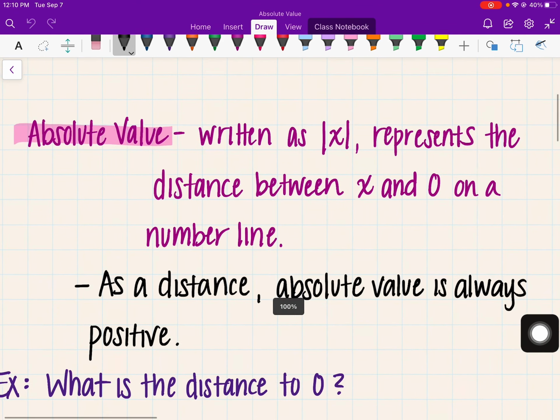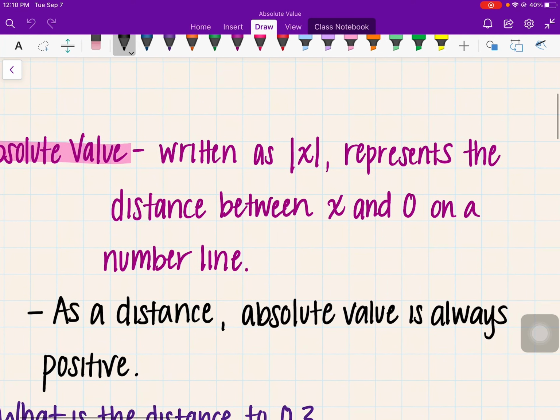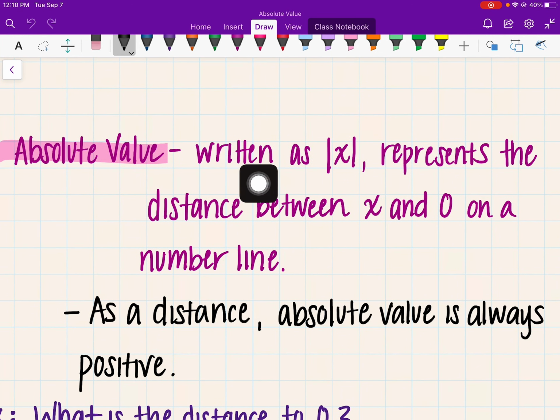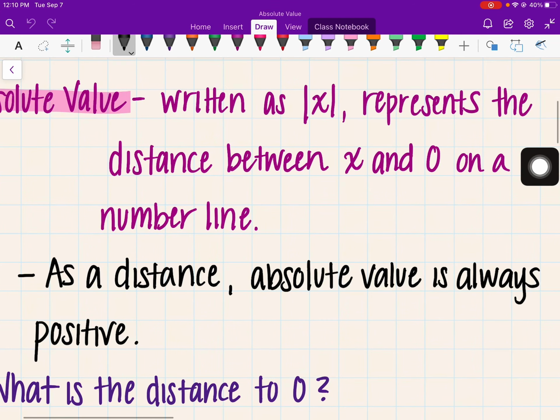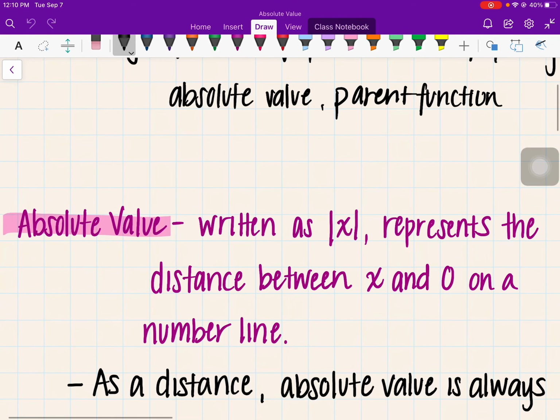So starting off, guys, we do have absolute value. Absolute value in this case is written as the absolute value of x, and these two lines represent the absolute value. Something like this represents absolute value. And in this case, guys, the x represents any number: positive, negative, decimal, fraction, any number.